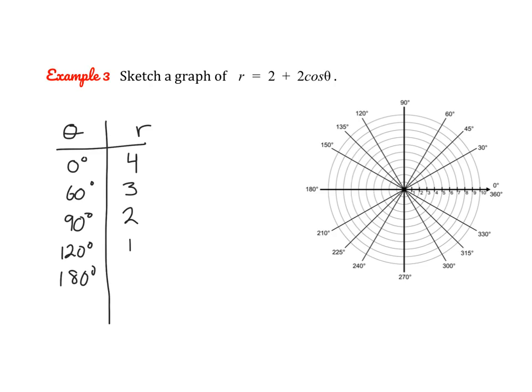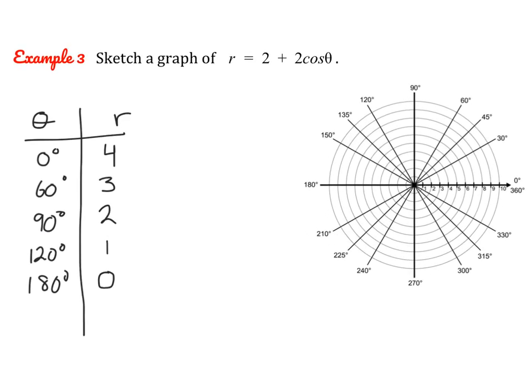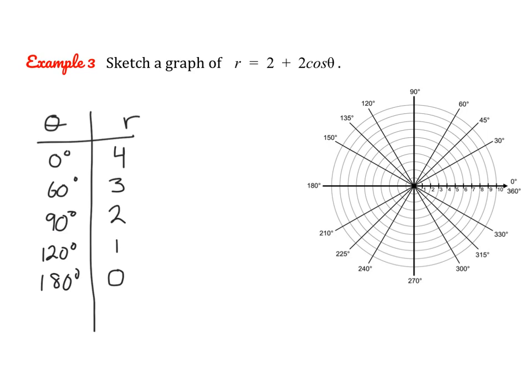And then the cosine of 180 is negative 1, times 2 is negative 2, so 2 plus negative 2 is 0. So let's plot those points and see what our graph starts to look like. So we have 0 degrees 4, 60 degrees 3, 90 degrees 2, 120 degrees 1, and then 180 degrees 0.